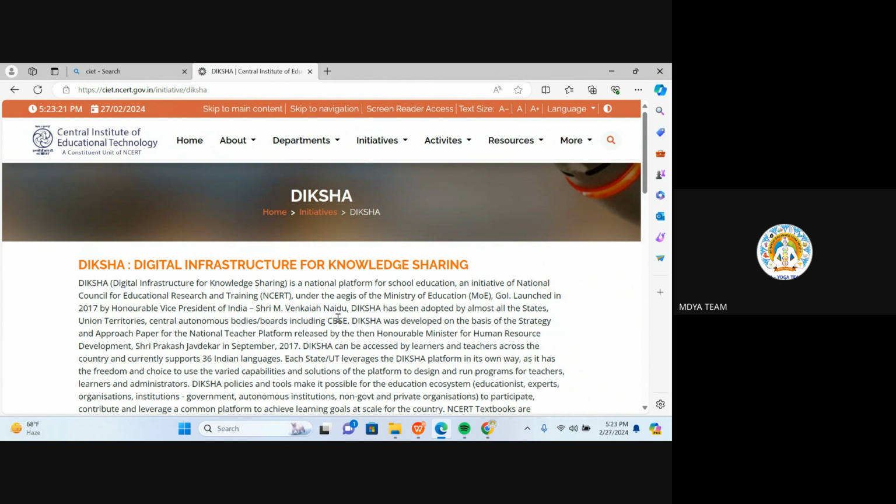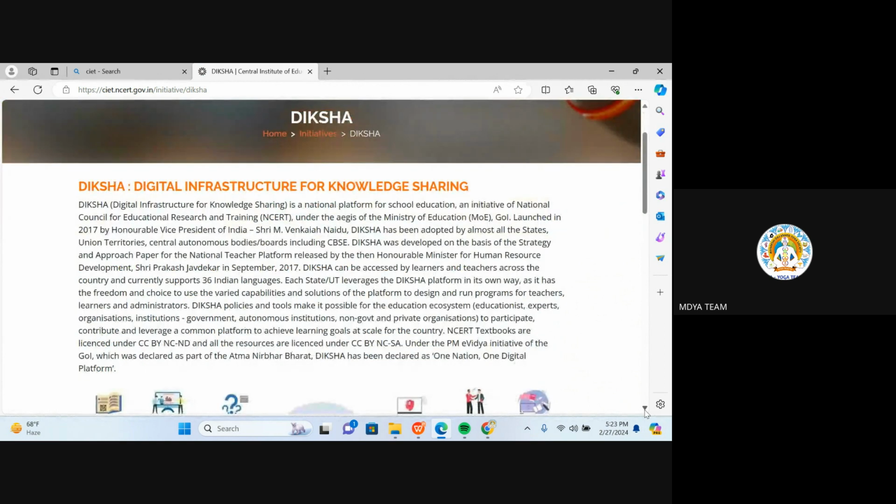Launched in 2017 by the Vice President of India, Shri M. Venkaiah Naidu, under the Ministry of Education. The full form of Diksha is Digital Infrastructure for Knowledge Sharing. And you have to learn that this platform provides e-books and textbooks, okay?